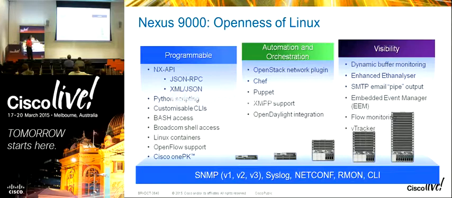Visibility is very powerful for operations. So we give you dynamic buffer monitoring. So whatever buffer changes, you can get to it. Ethereal enhanced analyzers, SMTP relay, EEM managers, and other stuff. So a lot of DevOps options. And it keeps increasing. We are not finishing here. We are actually even trying to go beyond this.